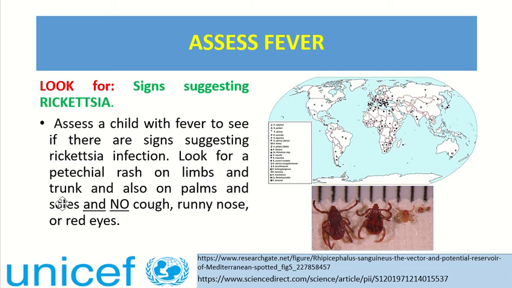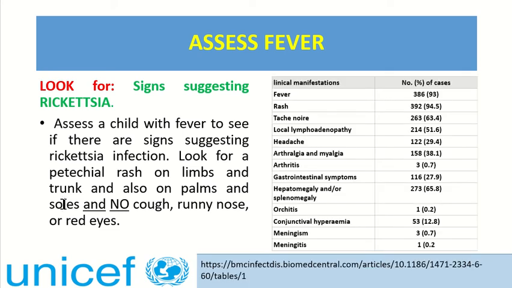Rickettsia in our area, the Libya region, there is the Rickettsia conorii complex. This is the most common one, and it is transmitted by a tick, which is the main vector, and also the animal that works as a vector is dogs. Rickettsia has many signs and symptoms.